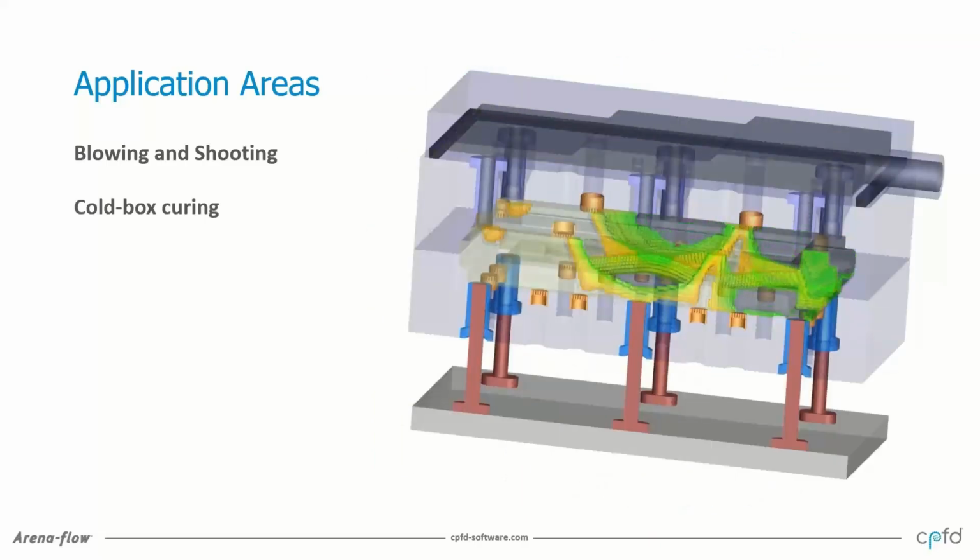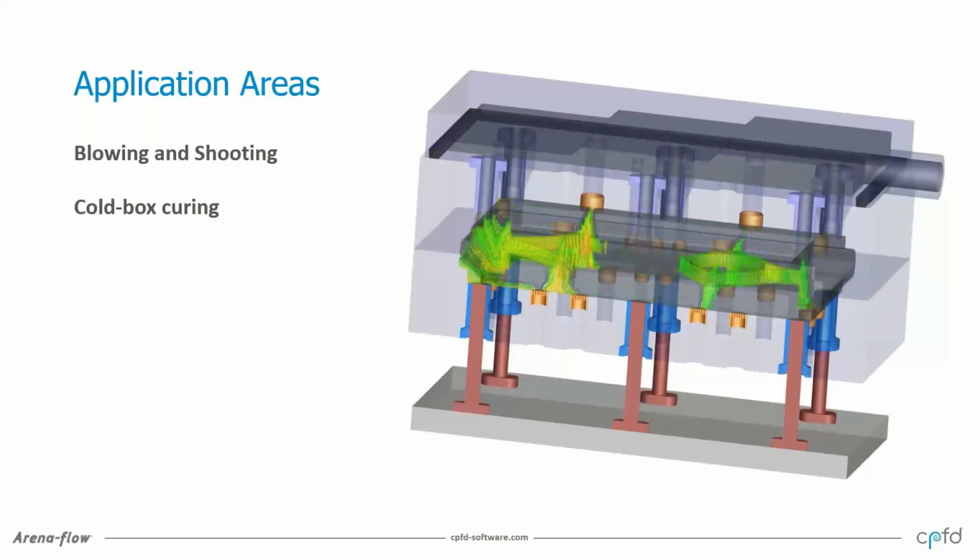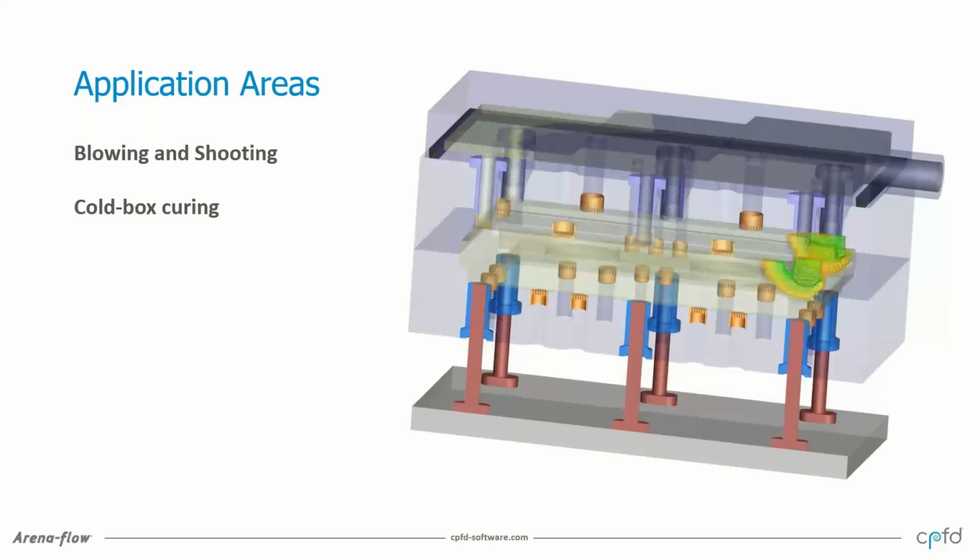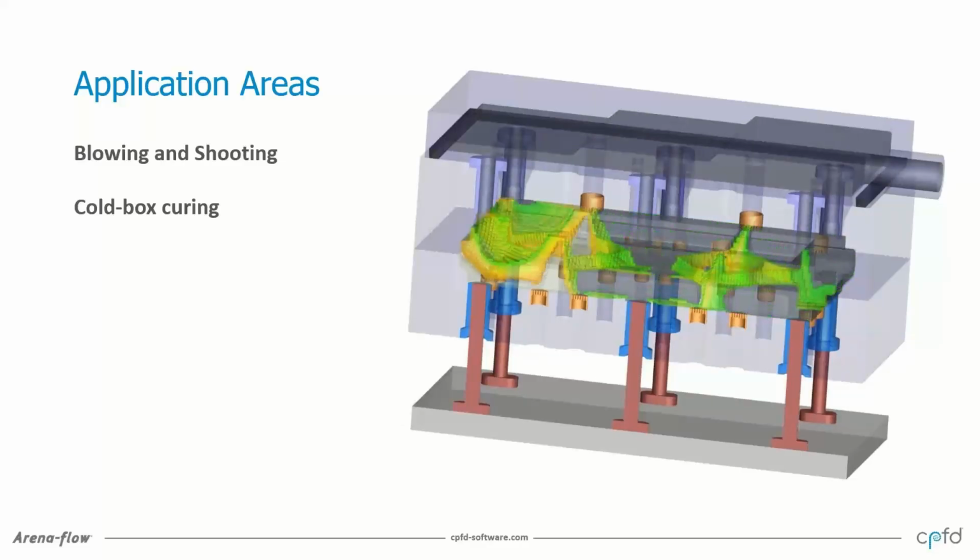Also for cold box systems, we have curing, where you're looking at the progress of the curing front through the core. You can see areas that are first to cure, last to cure, and the areas that might have difficulty curing, to give insights into how to minimize cycle time and dosing.